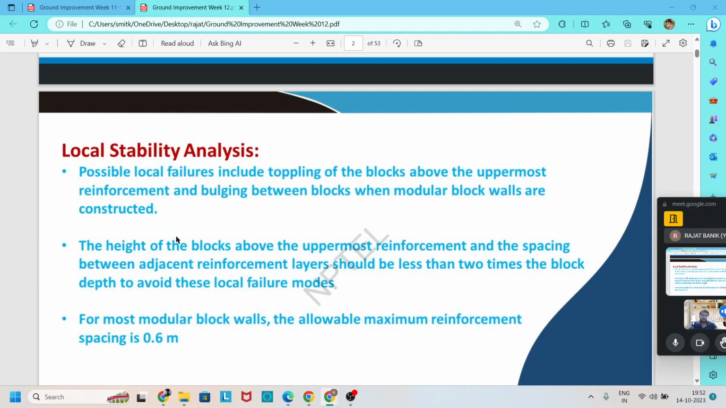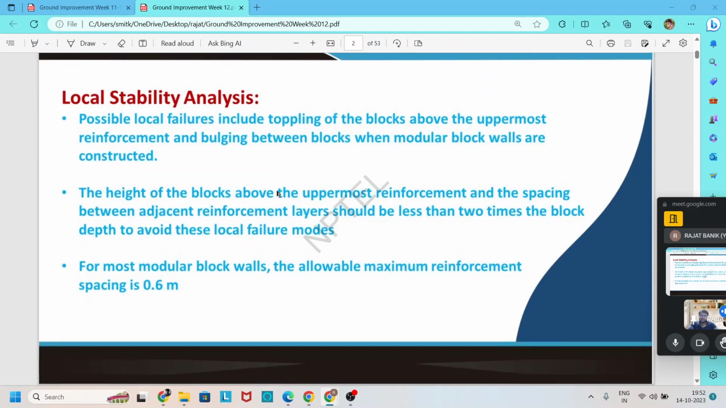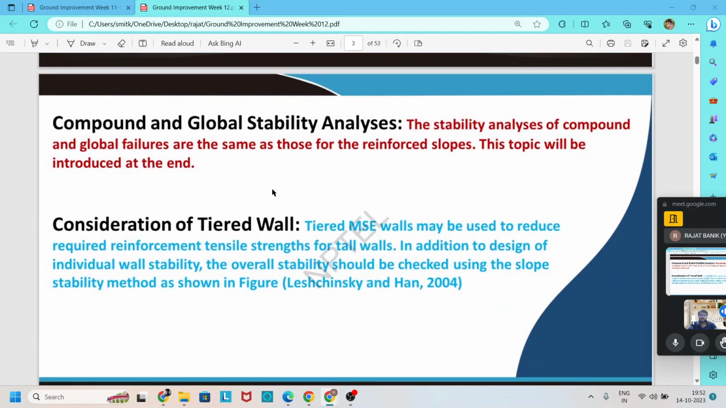It is said that local failure includes the toppling of the blocks above the uppermost reinforcement and the bulging between the blocks when the modular blocks are constructed. The height of the blocks above the uppermost reinforcement and the spacing between the adjacent reinforcement layers should not be more than two times the block depth to avoid this local failure. For modular blocks, the allowable maximum reinforcement spacing should be 0.6 meter. Then we discussed the compound and global stability, where it is said that the stability analysis of compound and global failures is the same as that for the reinforced slope.